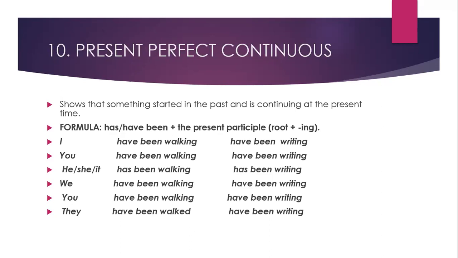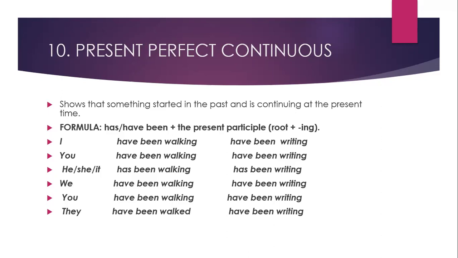Present perfect continuous. This shows something that started in the past and it is continuing at the present time. It's still ongoing. Okay, it started in the past and it's still going on now. The formula is the verb has or have been, plus the present participle of the root word. Okay, so I have been walking. You have been walking. It has been walking. We have been walking.